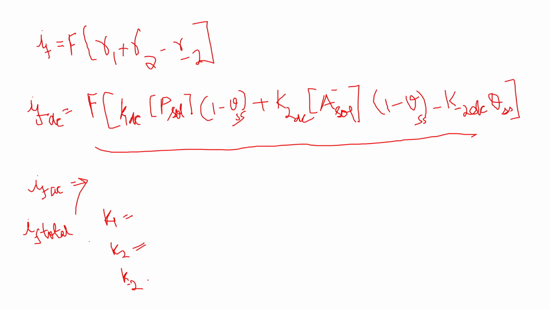So what we have to write? You have to find out IF total, and from that simplify to find out IFAC. For this equation, you will be making substitution for K1, K2, K minus 2, and again theta will be nothing but theta SS plus theta dash EAC. Make all those substitutions and find out what is IFAC.